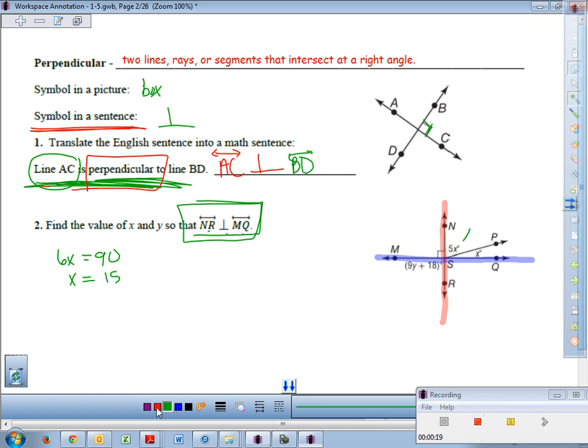Isn't there a y in the picture also? Here's some y's. What can we do with that if they're supposed to be perpendicular? 9y plus 18 equals 90, right? Because isn't that whole overall angle supposed to be 90 degrees? Solve for y. Pause the video, get that done. So hopefully we got y equals 8. Feel comfy with that problem.